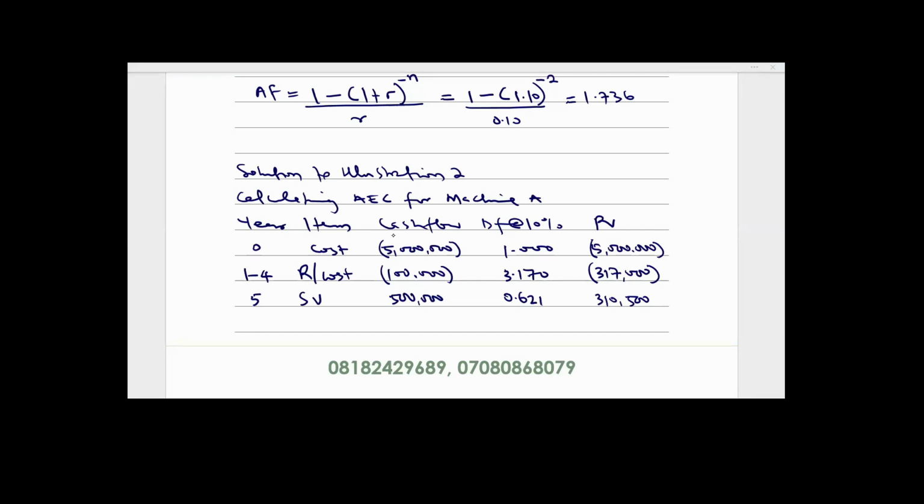Oh, something is not right. Let me do it again. 5 million plus 317, then minus 310,500. No, something is not right. I thought the lifespan of the asset is 4 years, not 5 years. Oh, 4 years, sorry, error of mind. This one is supposed to be 0.683.